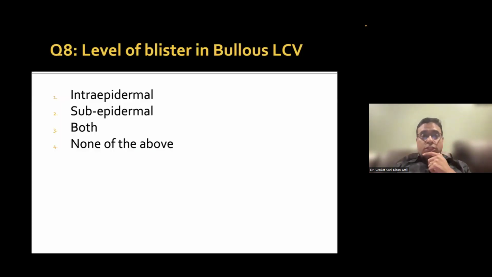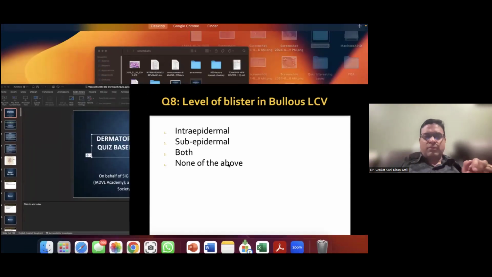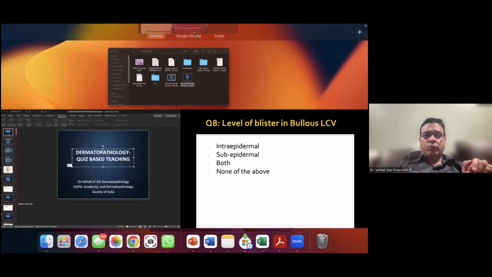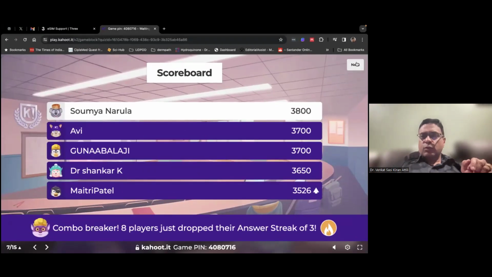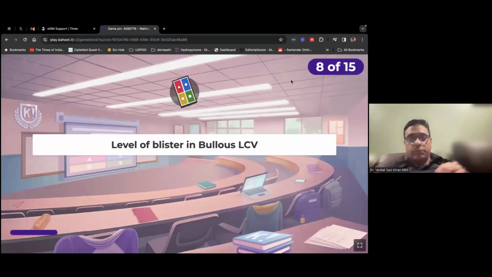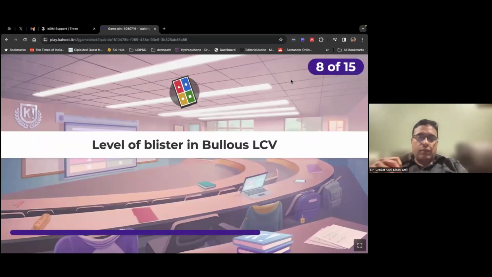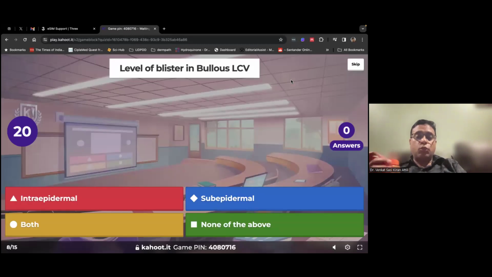Let's see what the question is. What is the level of blister in bullous leukocytoclastic vasculitis? Is it intraepidermal? Is it subepidermal? Is it both? Or is it none of the above? Let's see what the answer is. So let's go on to the next question. Question number 8. What's the level of blister in bullous leukocytoclastic vasculitis?